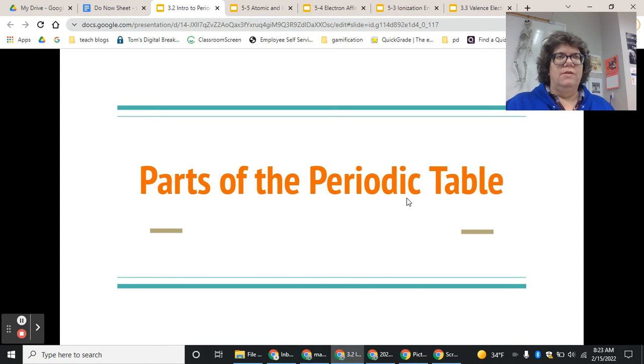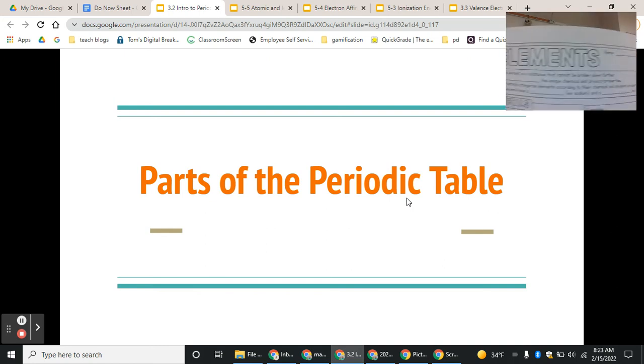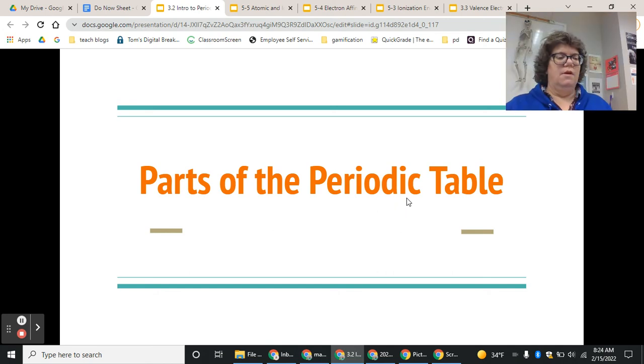The first thing that I want to say is make sure that your note sheet, this is the front page that says elements on it. It seems I wrote 3.2 on the back side, so you'll be very lost if you try to start on this side. So go to the side that says elements, start there. Anyway, all right, moving along.